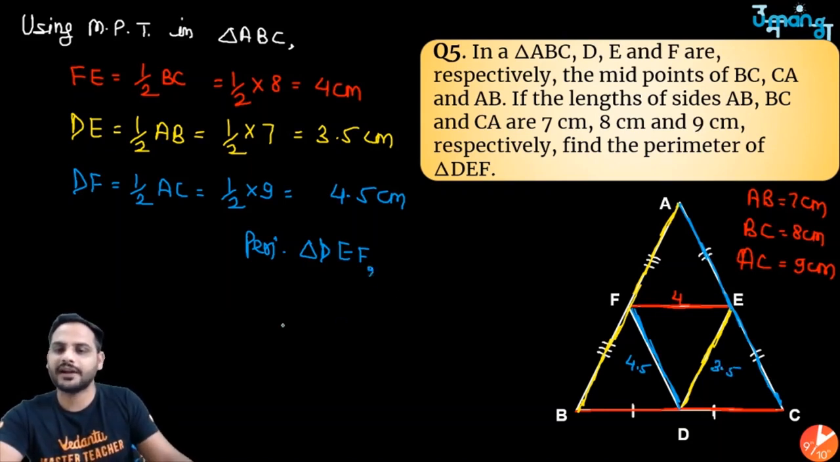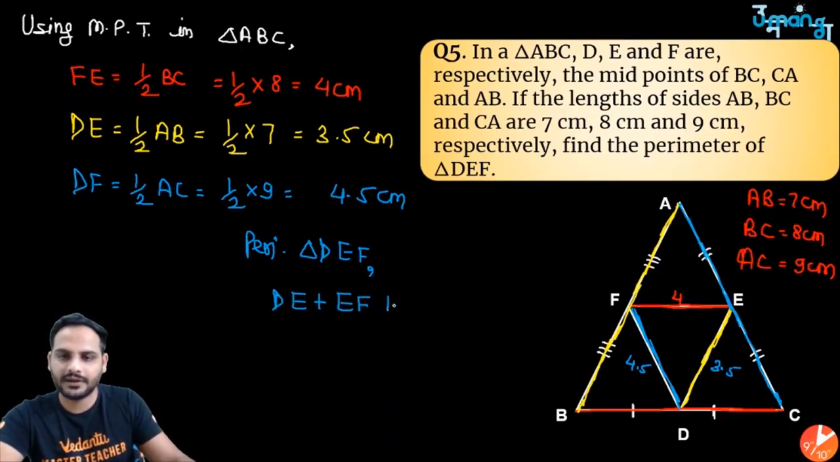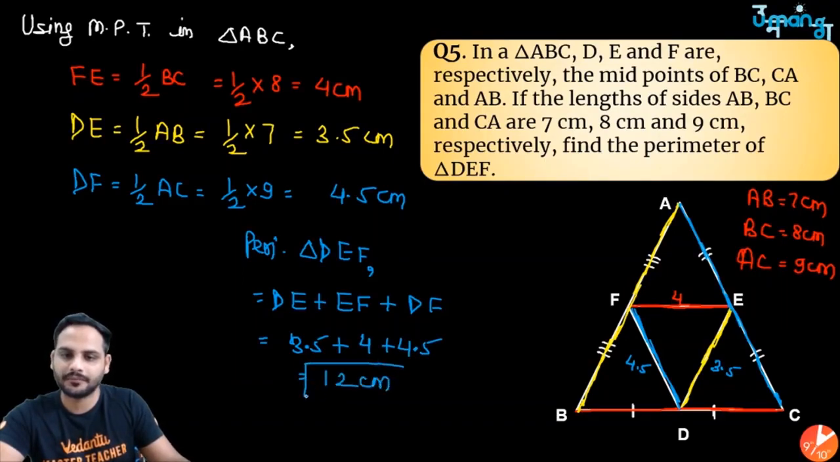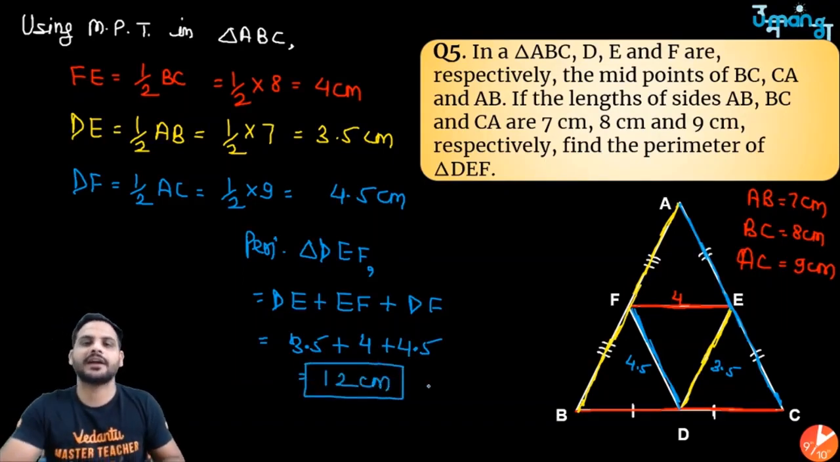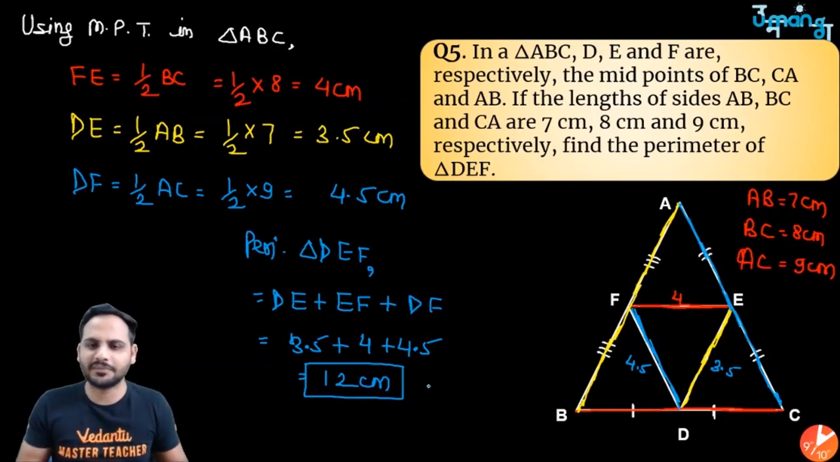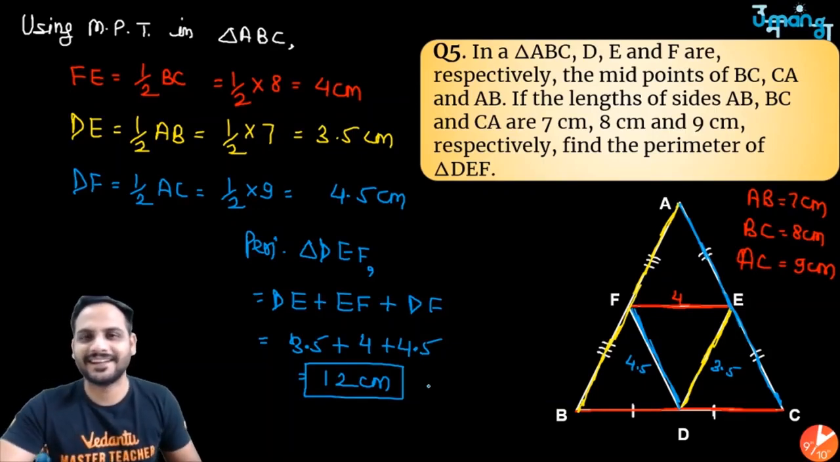तो perimeter of triangle DEF will be DE plus EF plus DF, यही तो होता है perimeter. So perimeter will be equal to DE I know is 3.5 plus EF is 4 plus DF is 4.5, that is 12 centimeter. So the perimeter of triangle DEF will be 12 centimeter. As simple as that यार, और क्या चाहिए? Correct, as simple as that.